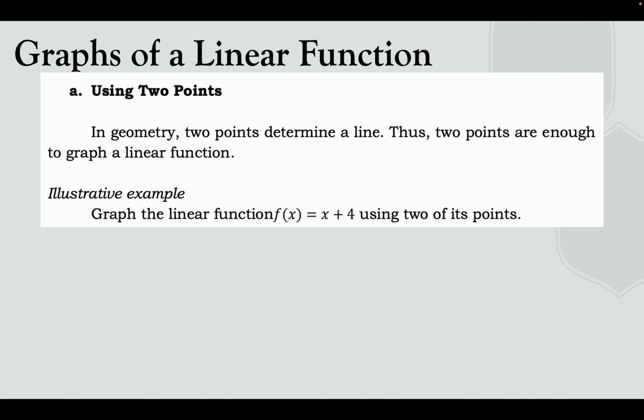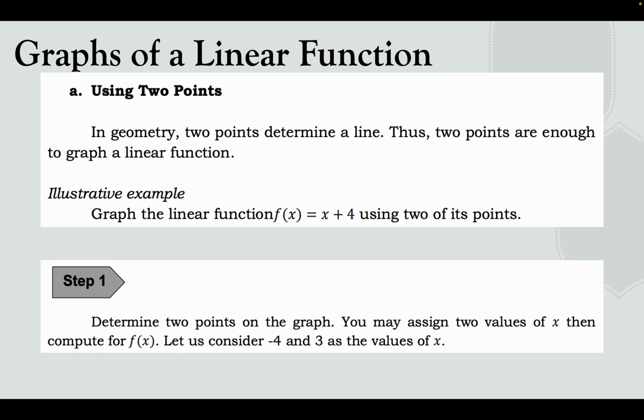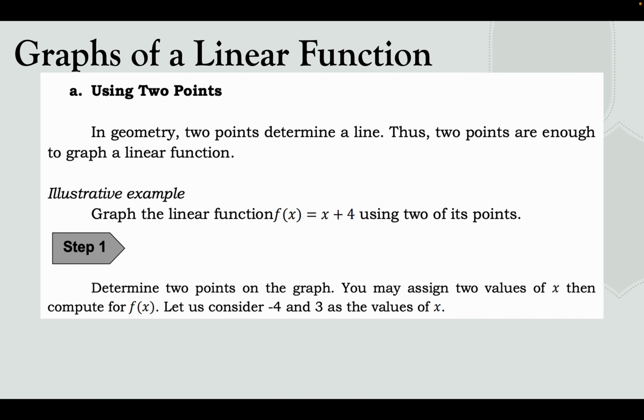Using 2 points: in geometry, 2 points determine a line, thus 2 points are enough to graph a linear function. So we have here an example. Graph the linear function f of x is equals to x plus 4 using 2 of its points. Step number 1, to determine 2 points on the graph, you may assign 2 values of x, then compute for your f of x or your y. Let us try to consider -4 and 3 as your values of x.